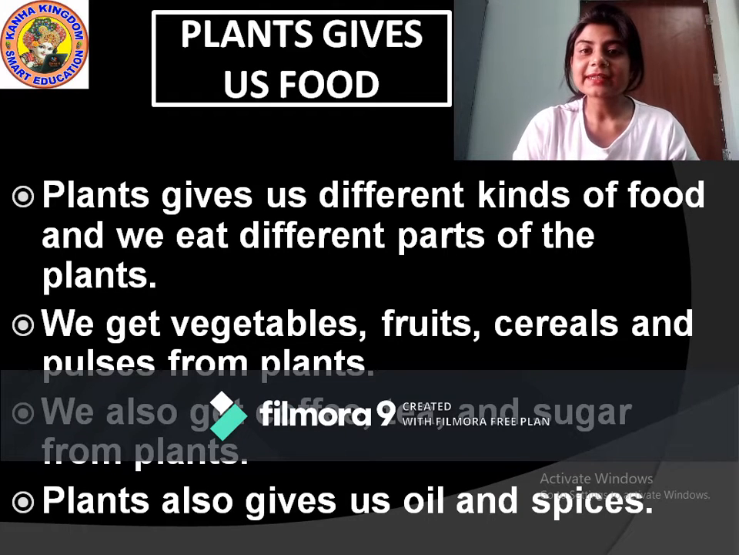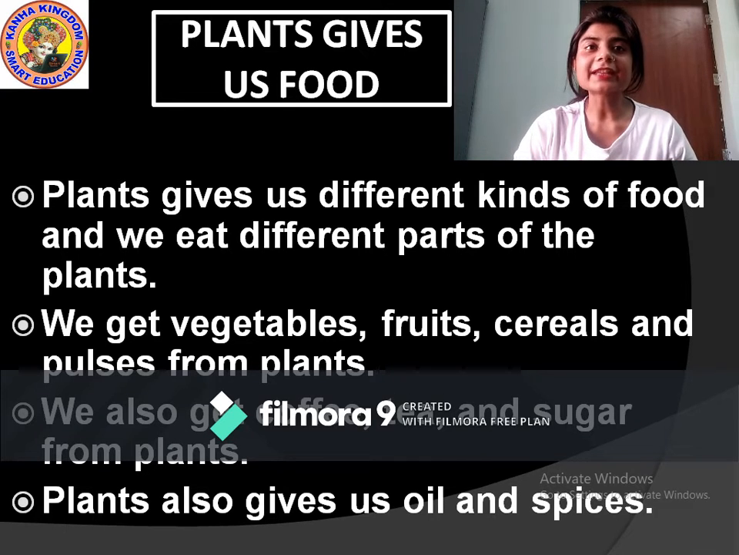Now students, plants give us food. Yes or no? Who gives us food? Plants. Plants give us different kinds of food and we eat different parts of the plant, like roots, stem, leaf, fruit, flower. These are the different parts of the plant that we also eat as food. Understood?